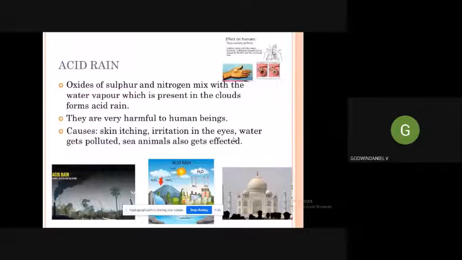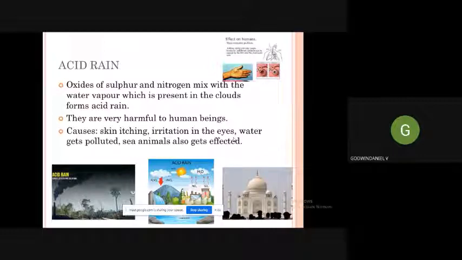Now coming to the effect of acid rain. As you know, acid rain is a mixture of air and water. In the second picture, you can see that the oxides of sulfur and nitrogen combine with water vapor and pass through the clouds. After passing through the clouds, the oxides of sulfur and nitrogen mix with the air and cause acid rain. You can see that acid rain pollutes the environment a lot.